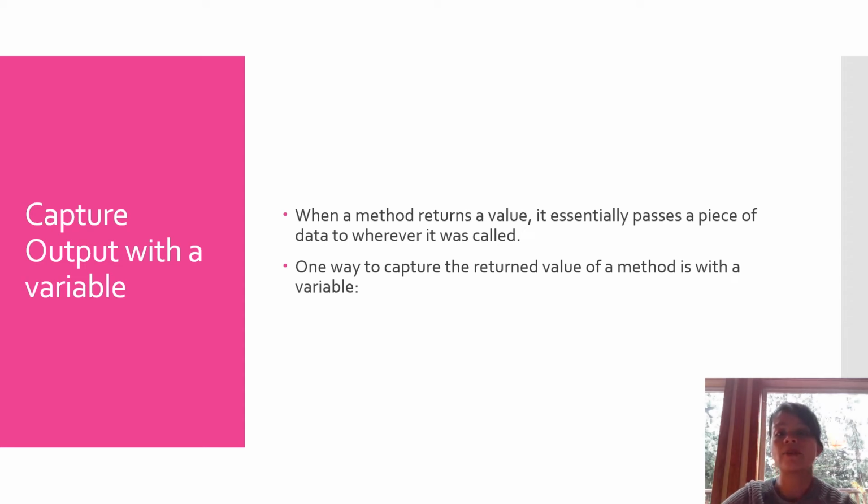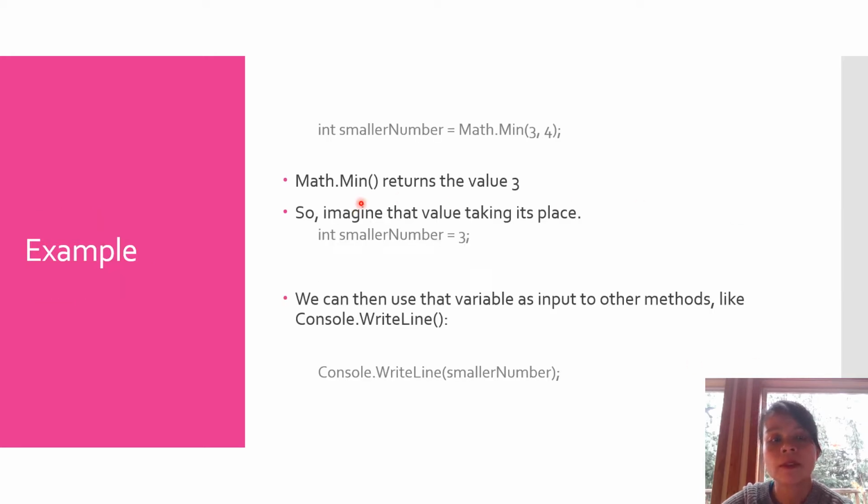When a method returns a value, it essentially passes a piece of data to wherever it was called. One way to capture the returned value of a method is with a variable. So capture your output with a variable. For example, here's a variable, data type integer. The variable name is smallerNumber. And here's the method, Math.Min. Whatever is the lesser of the two, that value is going to be captured in this variable.